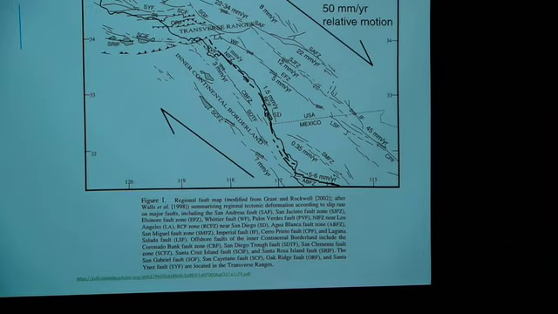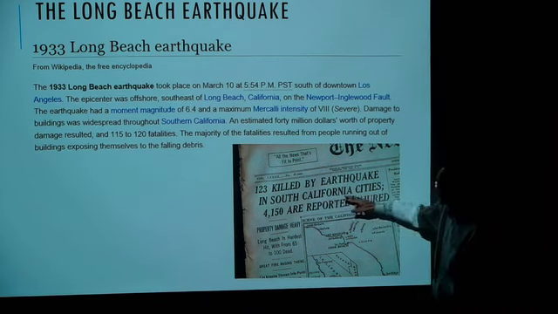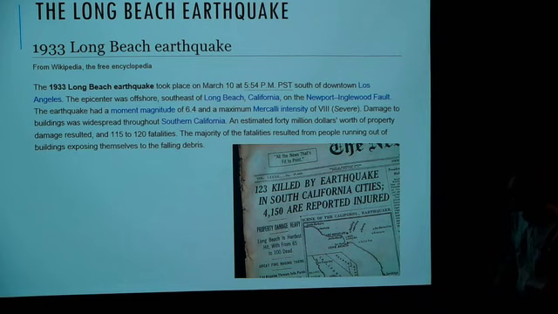And they're saying that, anyway, it's part of the San Andreas system. We can skip that. Okay, let's talk about the Long Beach earthquake now. 1933, 123 killed by earthquake in Southern California cities. 4,150 are reported injured. So here's Long Beach back in 1933.